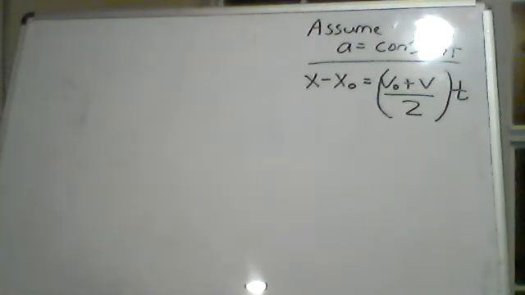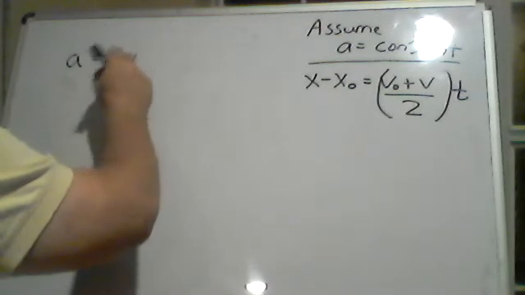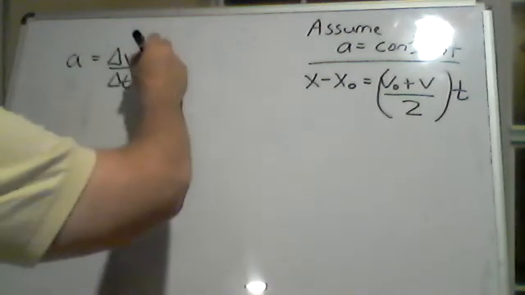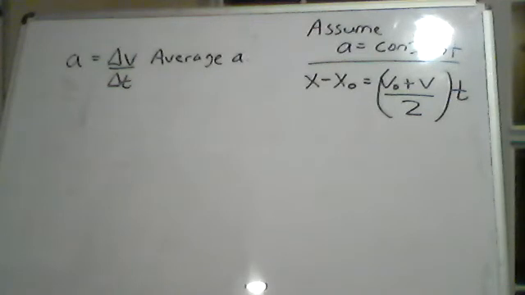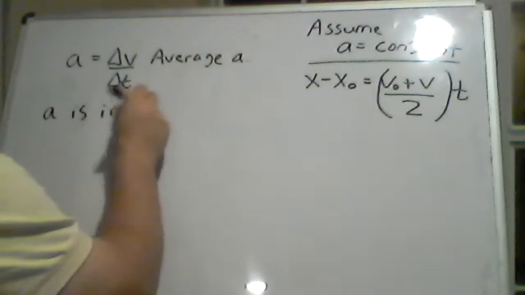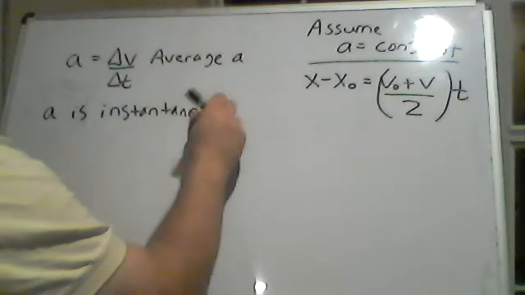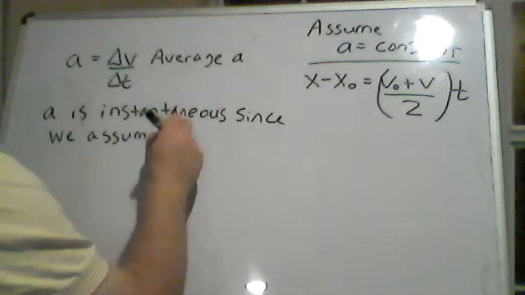Now the next assumption: I'm going to go back to the definition of acceleration, and basically this is the average acceleration. But since the acceleration is constant, the average of a constant is just the constant. So really what I have here is the instantaneous acceleration. This is the instantaneous acceleration because we assume that it is a constant.